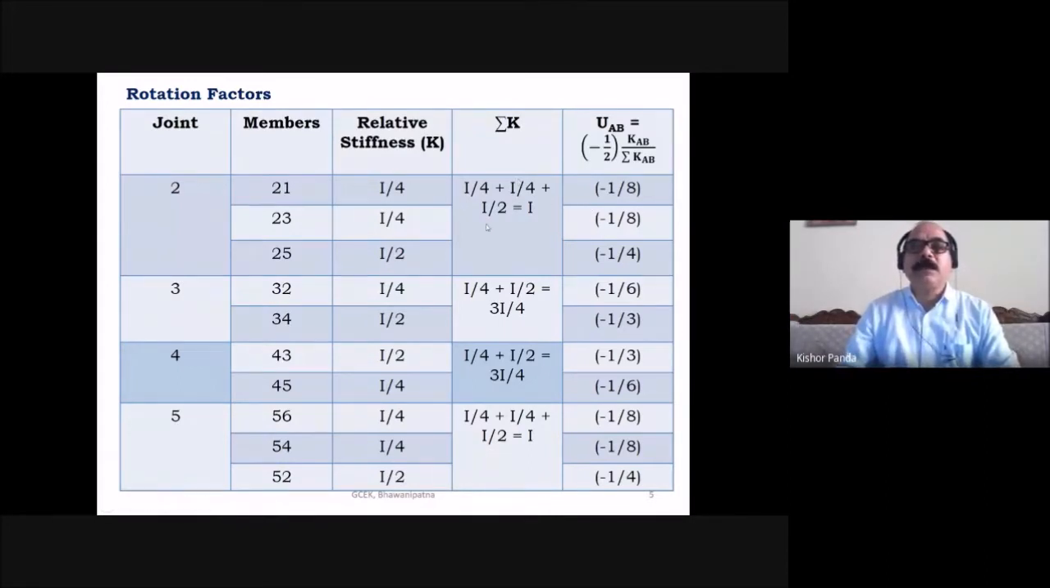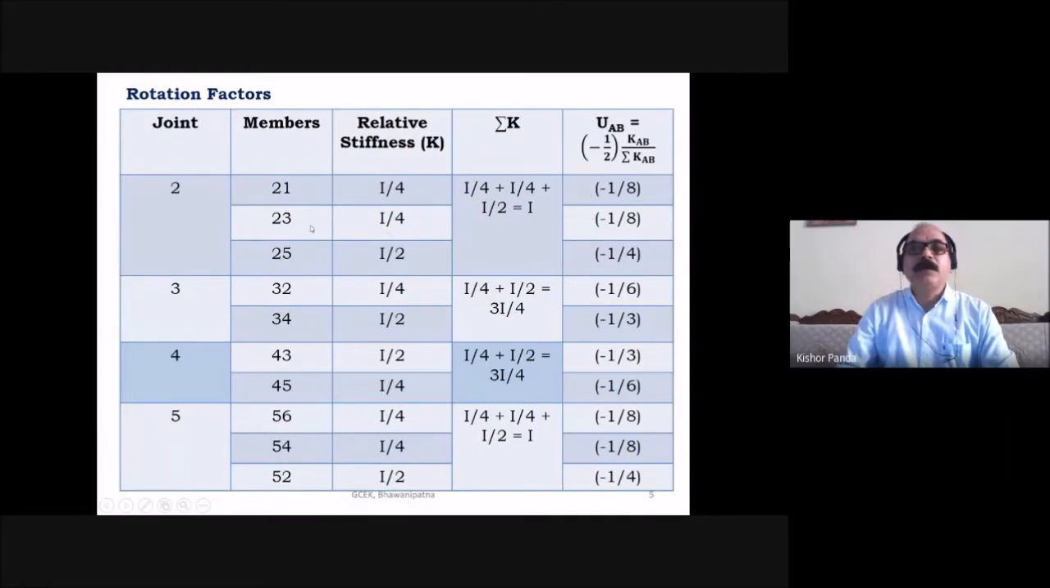Then after getting the relative stiffness of the joints, you can easily find out the rotation factor using this formula. You know how to find the rotation factor. Rotation factor is equal to minus of the relative stiffness of the member divided by the relative stiffness of the joint. So for 2-1, the rotation factor U21 is equal to minus of K21 divided by summation of K. So K21 is I by 4, giving minus half into I by 4 divided by I. So this is equal to minus 1 by 8.